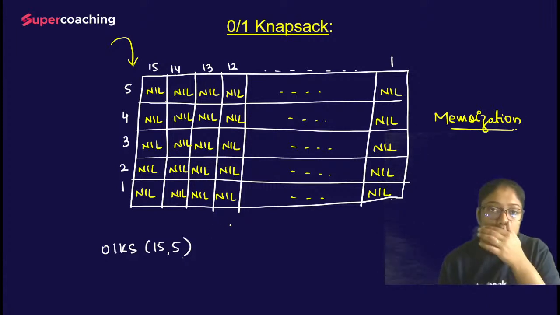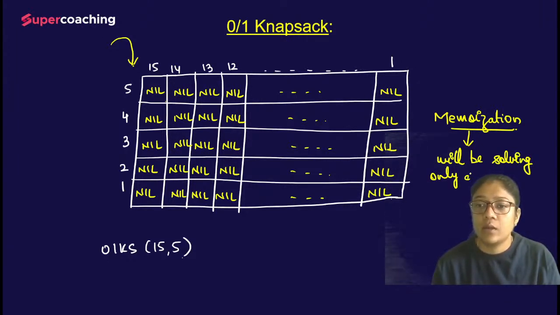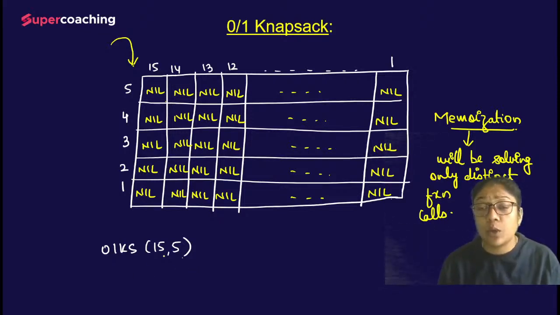Okay, तो इससे क्या होगा? The benefit is we will be solving only distinct function calls. सारी function calls को solve नहीं करेंगे, सिर्फ जो different function calls आएंगी we will be only solving that function call. So definitely it will help in saving the time. Time complexity will be reduced.